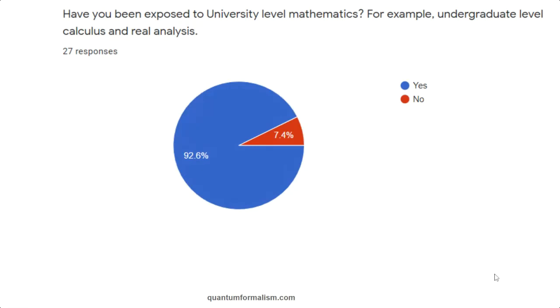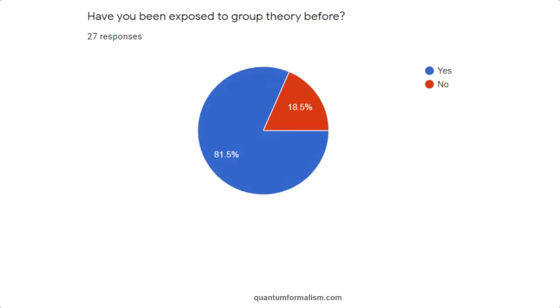This is just to show you the background. I ran a poll about the level of mathematics of the audience. 27 people responded so far. You can see the vast majority have been exposed to university-level math. This helps give me a sense of the approach I will take. Most importantly, over 80% have been exposed to group theory before. So this is also a good thing.